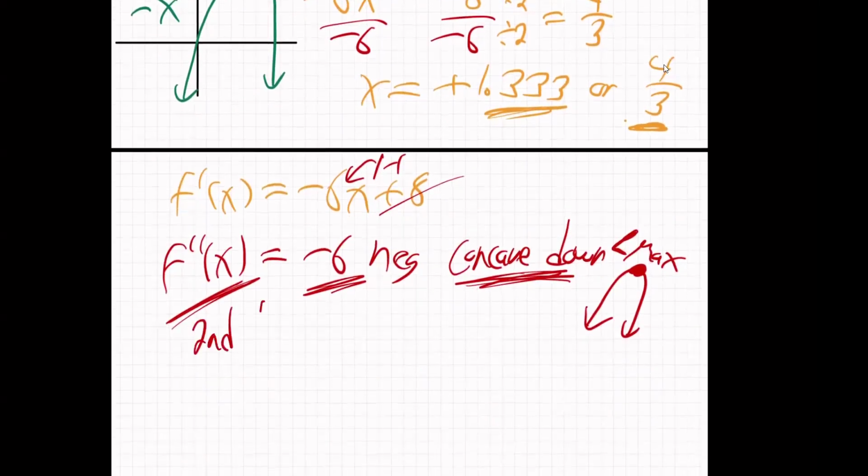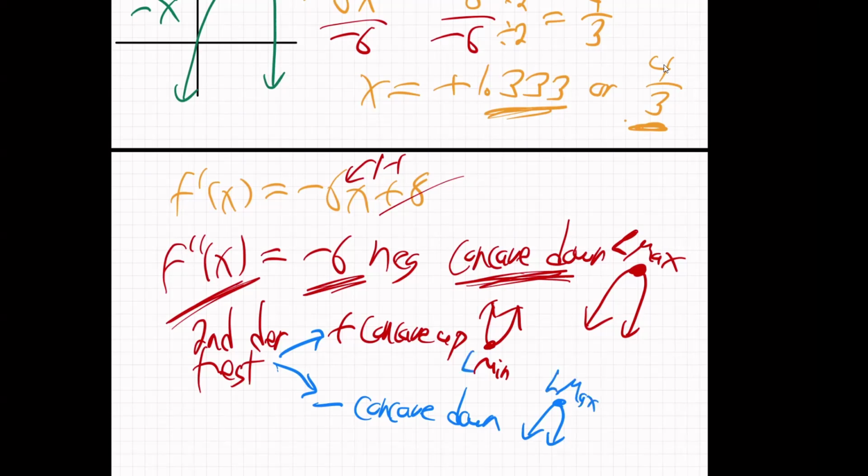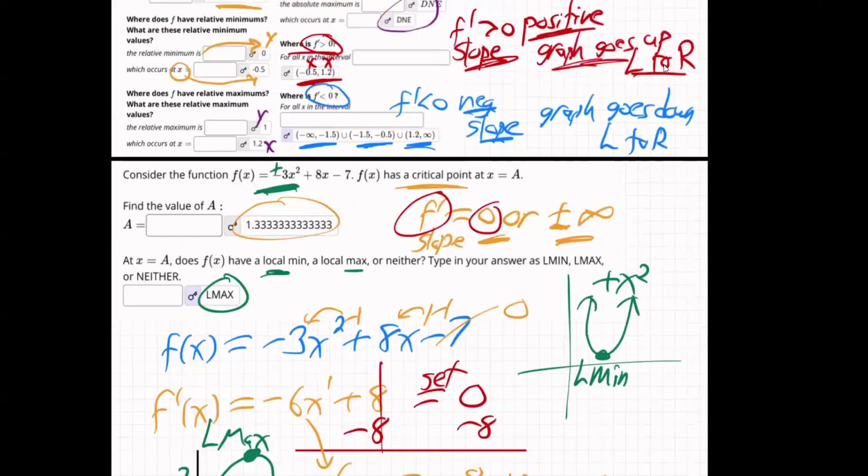I'll just say this is the second derivative test. Positive means concave up like that, and so that would have a minimum. If the second derivative comes out negative, then that means concave down. So the second derivative tells you the concavity, the way the bowl goes. That's concave down, pointing down, which means it's going to have a local max instead of a local min. So we have a second derivative negative, going to have a local max. So there we go.